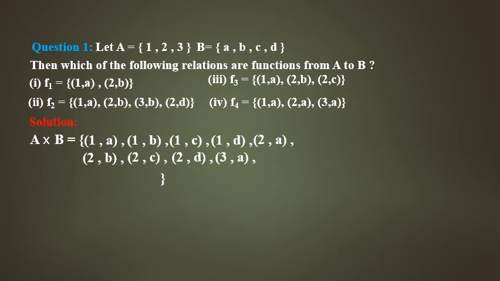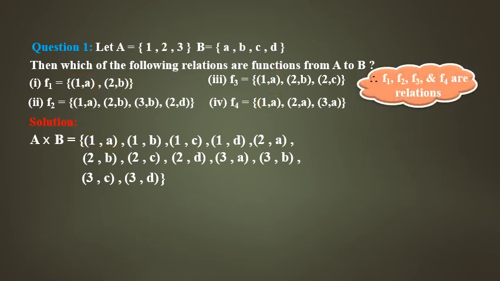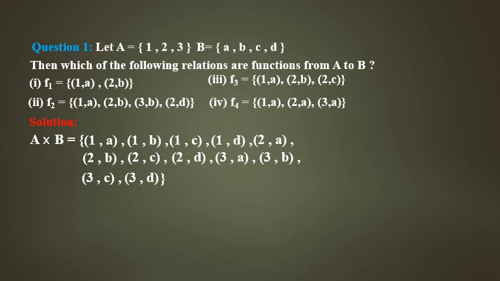After writing A cross B, observe that f1, f2, f3 and f4 are all subsets of A cross B. Then, the first condition is over. Second one, look at this: everywhere, f1, f2, f3 and f4 are relations, all are relations.